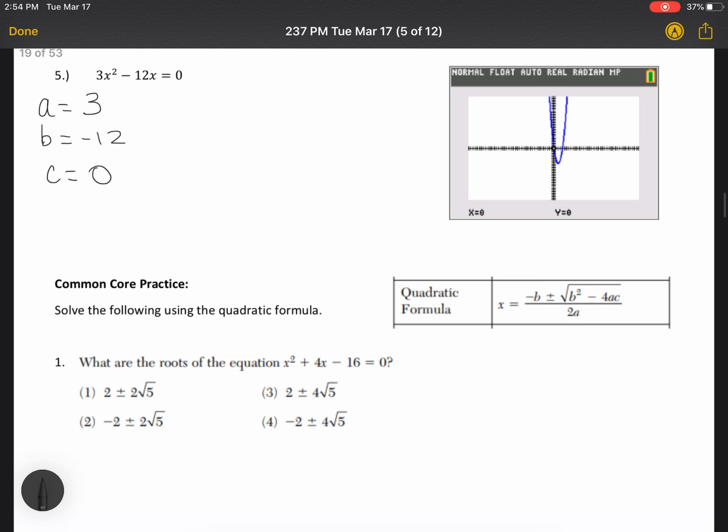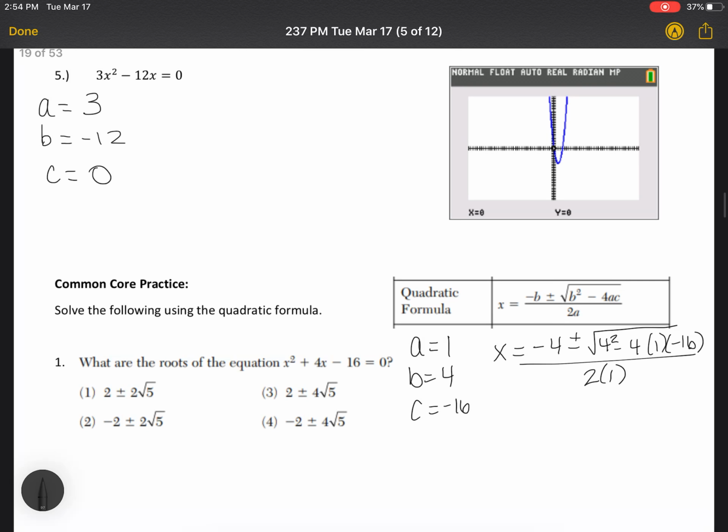Moving on to just some Common Core questions here. Number 1 says, what are the roots of the equation x squared plus 4x minus 16 equals 0? Since we're talking about the quadratic formula, I'm going to go ahead and try and plug this into the quadratic formula. So my a is 1, b is 4, c is negative 16. I did list it here for you again. So x equals negative b, so negative 4, plus or minus the square root of b squared, 4 squared, minus 4ac, 4 times 1 times negative 16, and that's all being divided by 2a, which is 2 times 1.